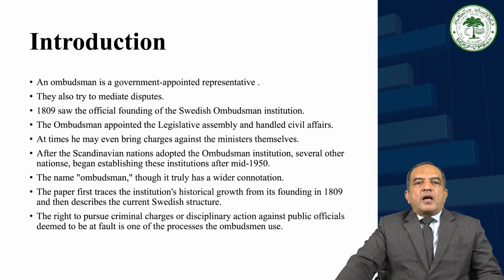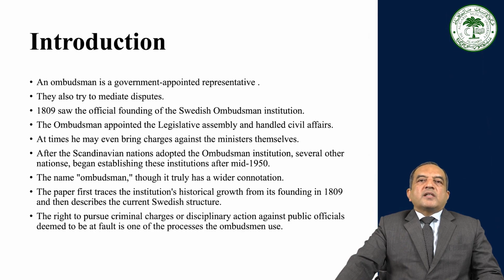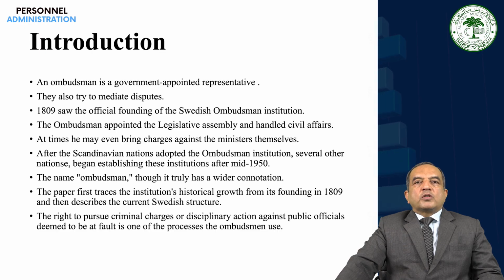1809 saw the official founding of the Swedish Ombudsman institution. The ombudsman may use various strategies such as pressuring the legislature to address misconduct, making an unfair judgment public, or bringing the issues to their attention. The ombudsman was appointed by the legislative assembly and handled civil affairs.